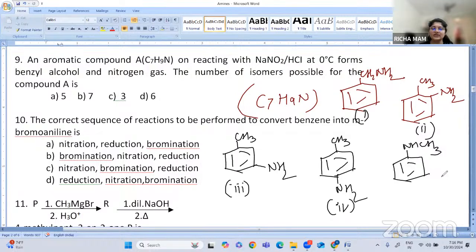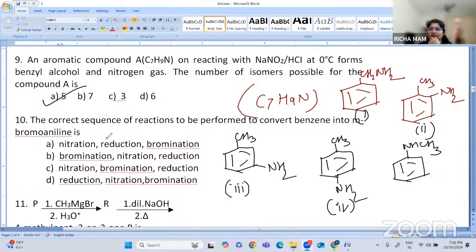Okay. So these are the isomers. Five isomers are possible from option A, that is your aromatic compound A. So how many isomers are possible? Five.